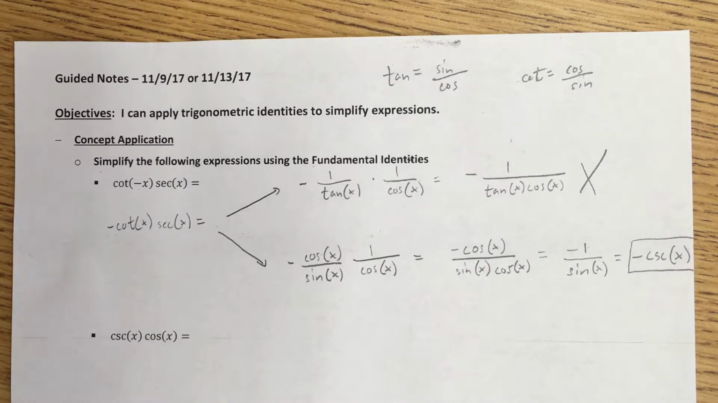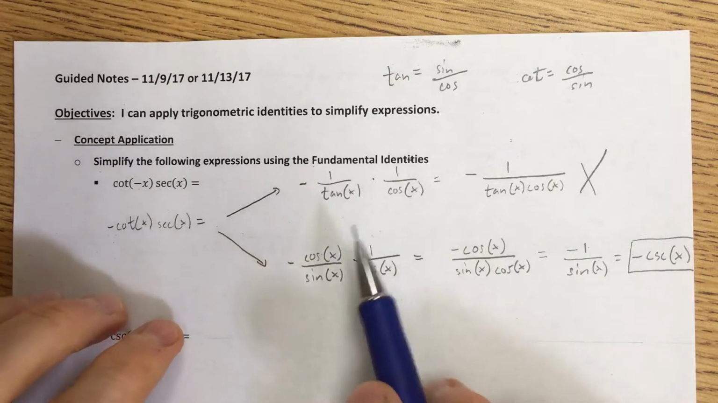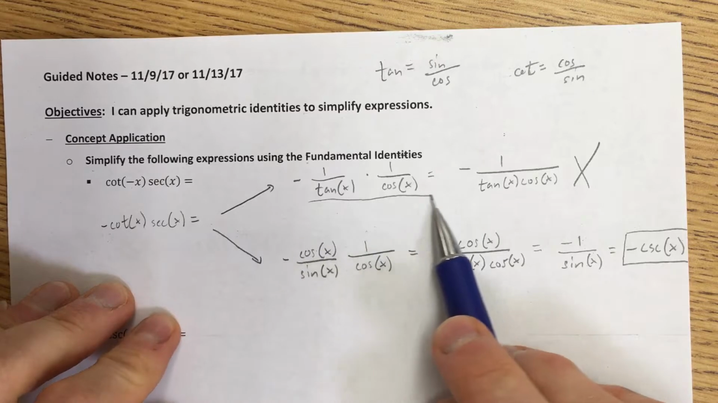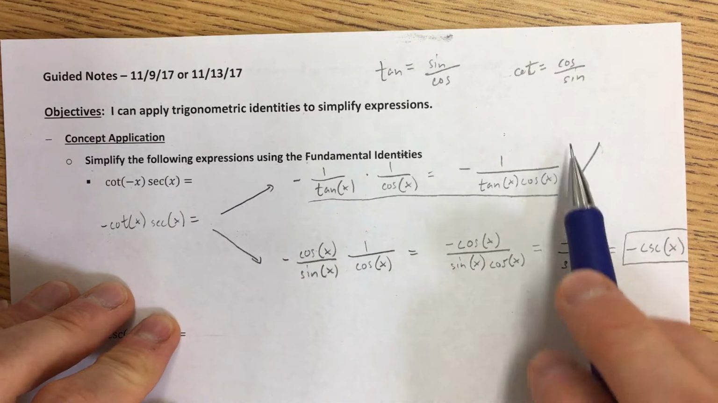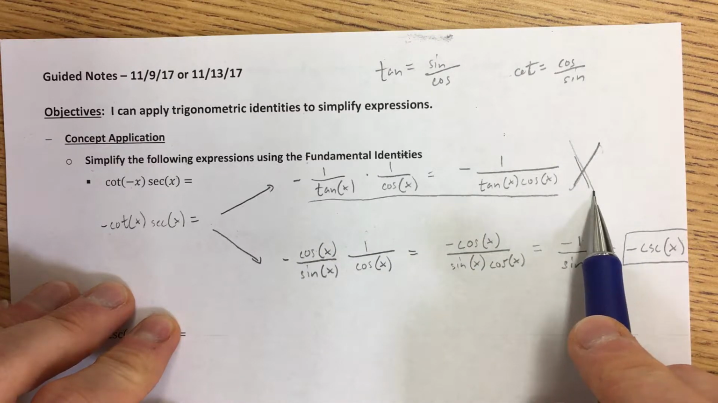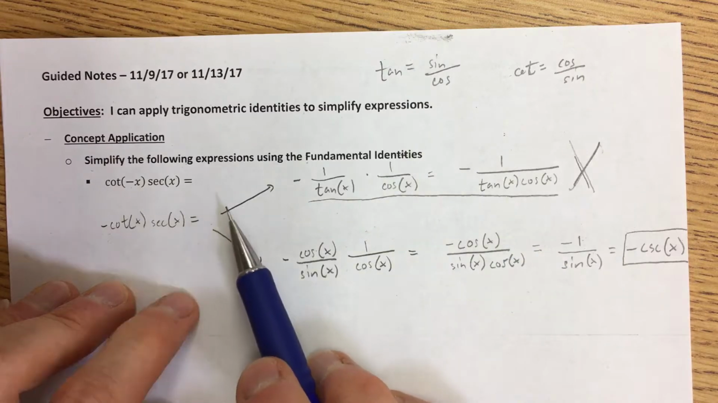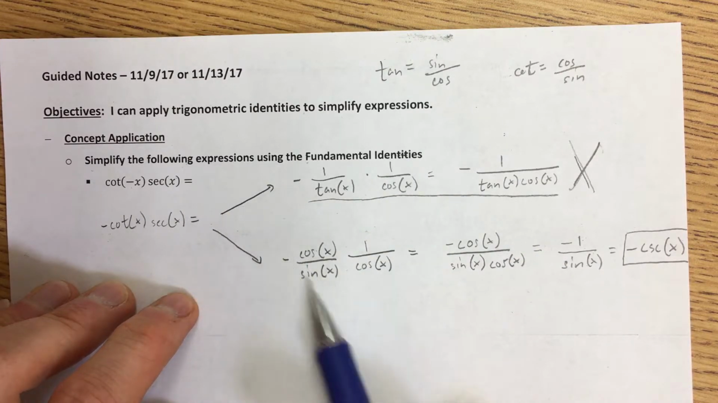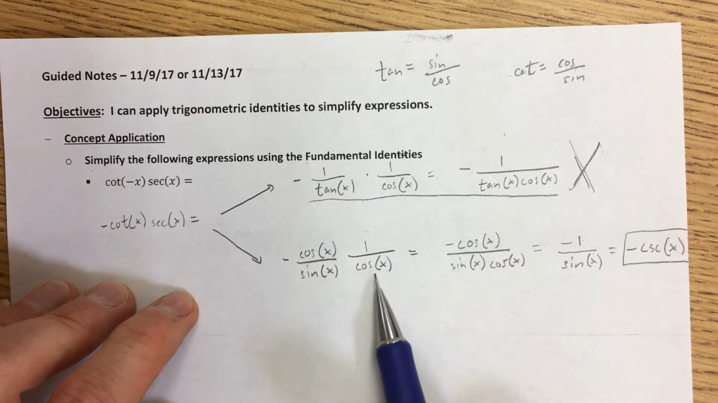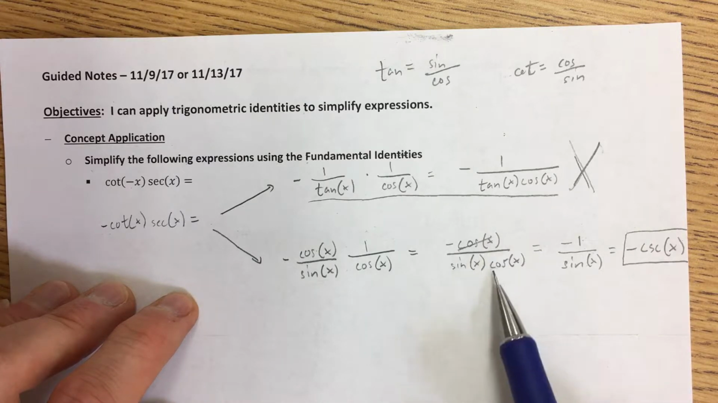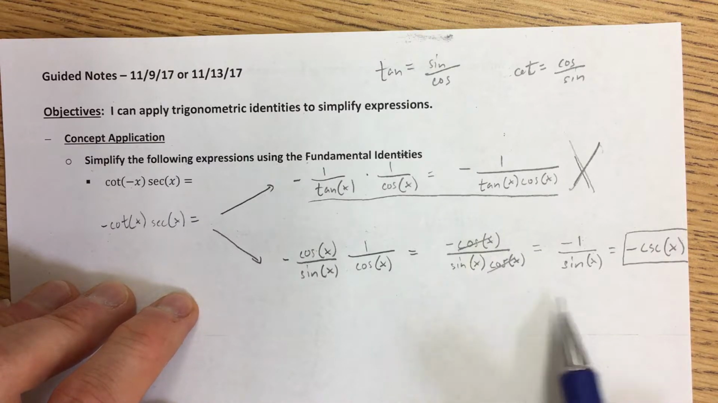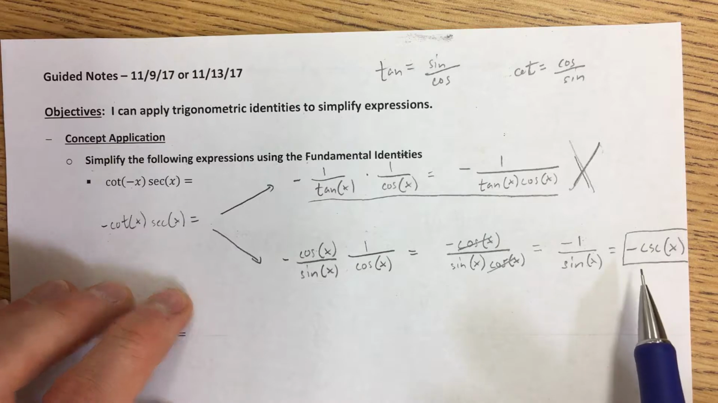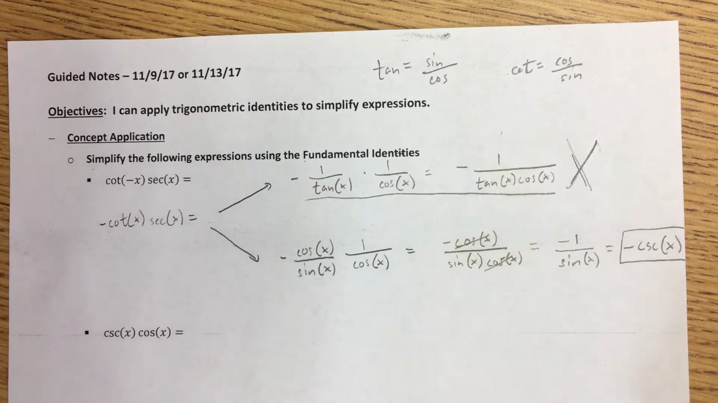Okay, so a few key things here. First, this road, this route here, everything is correct, but it might not have helped us simplify. So if that's the case, we need to go back to the drawing board. Here, we changed this to cosine over sine, 1 over cosine. We saw that the cosines divided out, which left us with negative 1 over sine, which is negative cosecant.